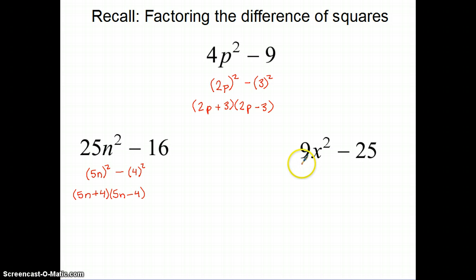And last, I can rewrite my 9x squared as 3x all to the second power, and instead of 25, I will write 5 to the second power. Since I have the difference of two squares, I take the bases, 3x and 5, and add them, 3x plus 5, and subtract them, 3x minus 5.